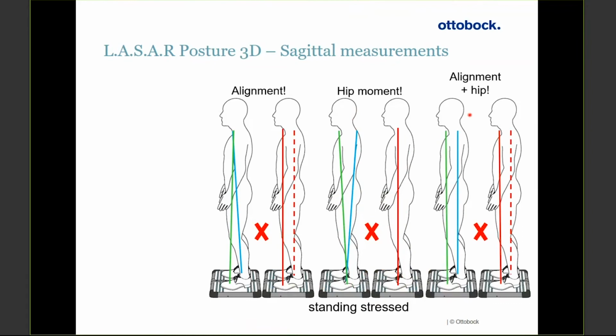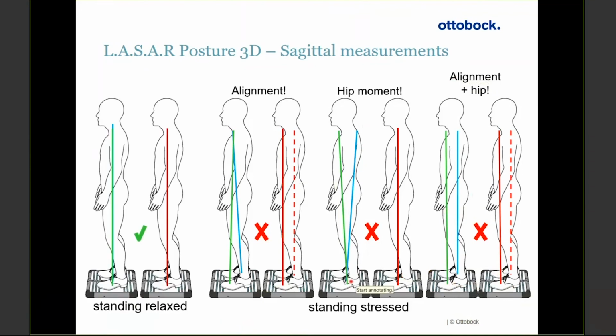Yeah. And here is another example as well. Here it's actually a combination of both of these. So if I was to slightly dorsiflex the foot, I would also have to address the hip as well. So what we're aiming for is this standing relaxed position here. So this is when the two lines are meeting at the center of the foot. They are parallel and they are almost on top of each other.